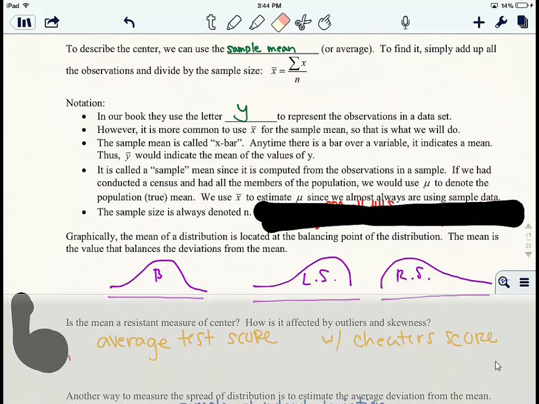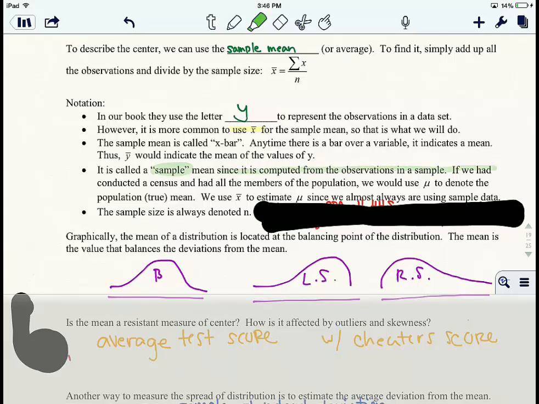In our book, they use the letter Y to represent observations in a data set. However, it is more common to use X bar for the sample mean, so that is what we will do. The sample mean is called X bar. Anywhere there's a bar over a variable, it is to indicate a mean. It is called the sample mean since it is computed from the observations in a sample.